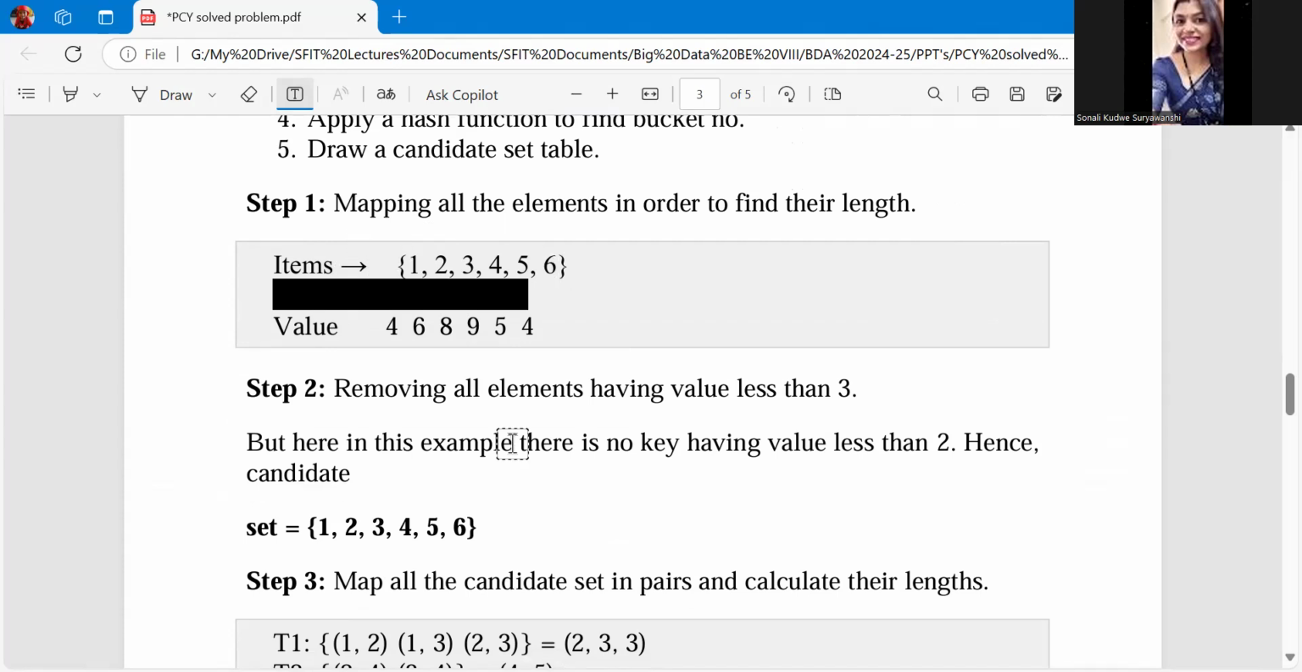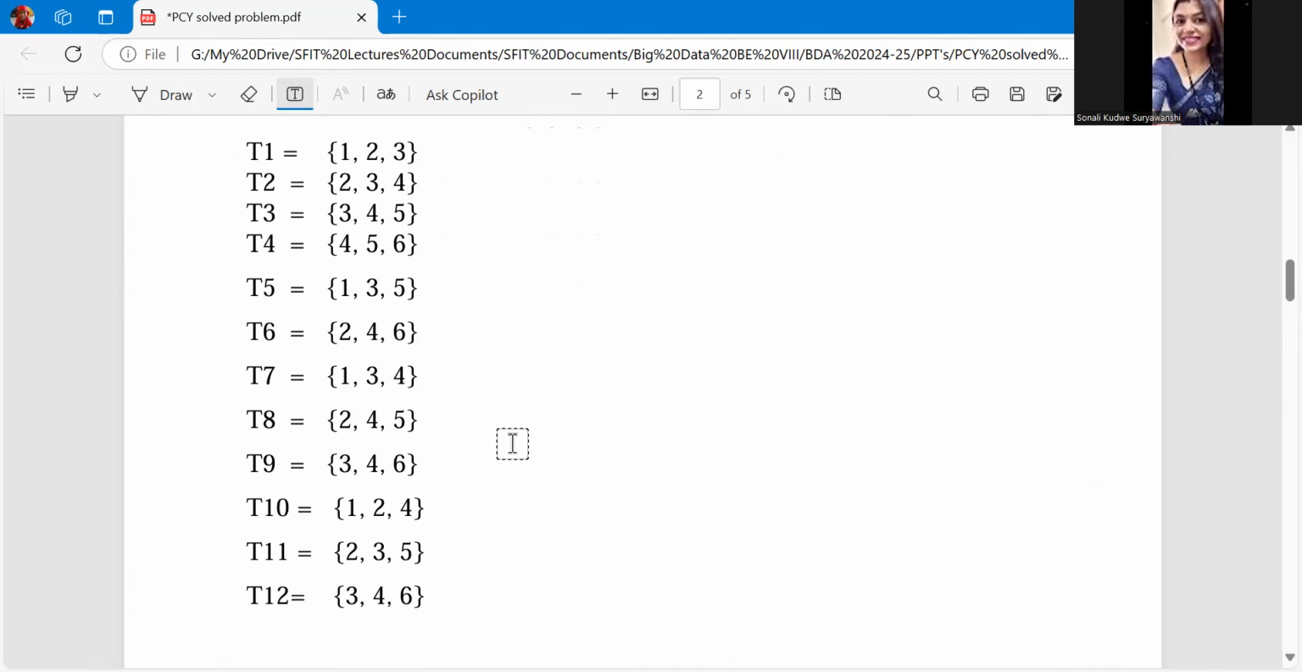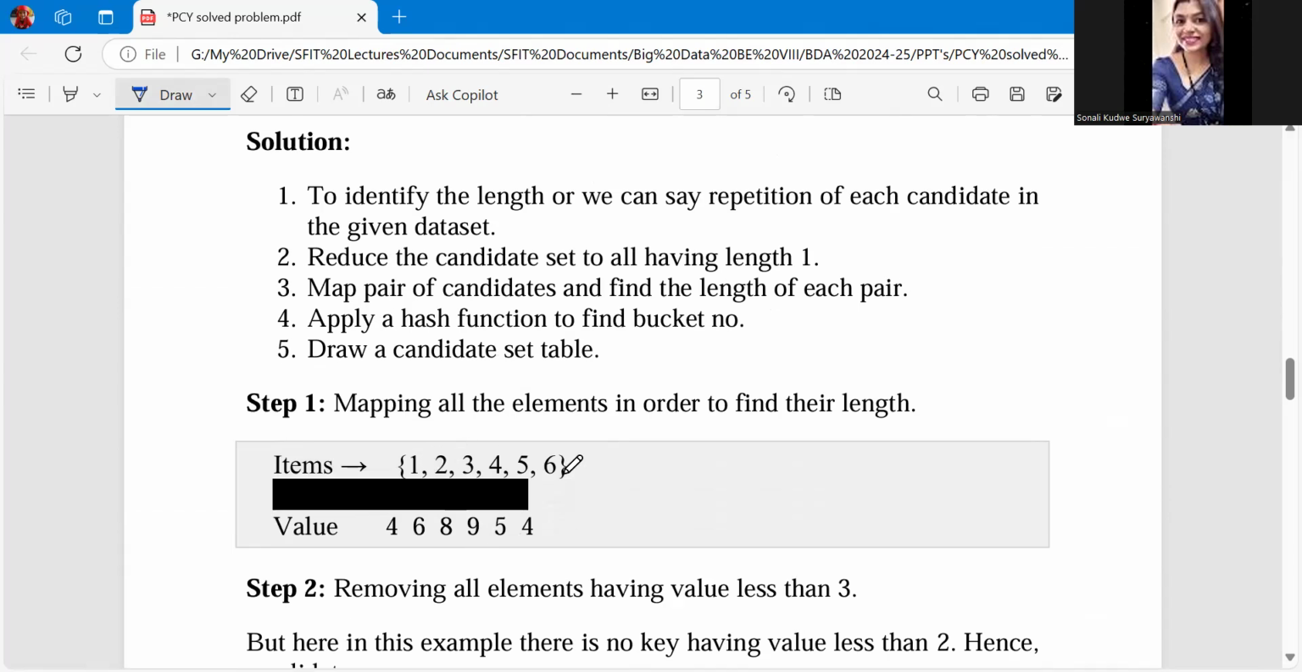If you look at the table carefully, you can take a screenshot of it. There are a total of 12 transactions. If I want to identify the unique items of this table, they are 1, 2, 3, 4, 5, and 6. These are the unique items in my entire table. So my first set, the one item set, will be 1, 2, 3, 4, 5, 6. I have a total of 6 items, and I've written them down.